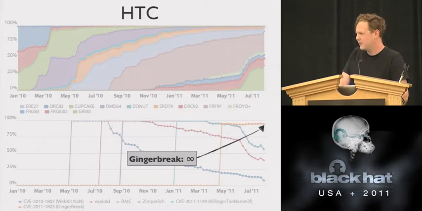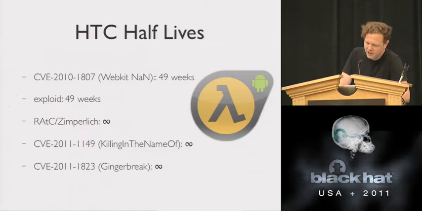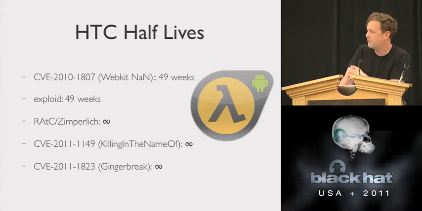And Gingerbreak, well, we'll see what happens here, but it's definitely still fairly prevalent. The thing about Gingerbreak is that while it's by no means, at least in released form, a sure thing on most devices, there are a number of builds out there that it's going to impact. So we're primarily going to see it fixed in Gingerbread builds. Overall, looking at HTC devices, we have 49 weeks for WebKit and exploit, but we still haven't achieved the 50% mark on some of the other things that are out there.